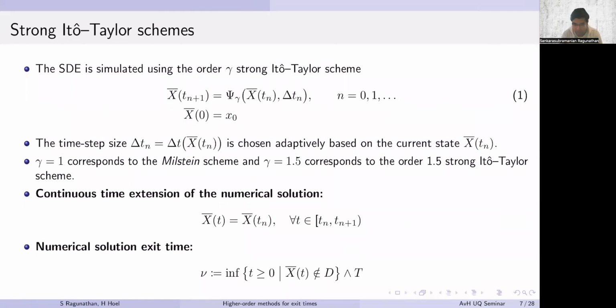So getting back to the main idea behind the topic today, our idea is to improve the strong rate for computing the exit times of processes. We use strong Ito-Taylor schemes of order gamma in order to simulate the stochastic process, which we represent here by psi of gamma, where gamma represents the order of the scheme. For gamma 1, we end up with the Milstein scheme shown here. And for gamma 1.5, we end up with the order 1.5 strong Ito-Taylor scheme.